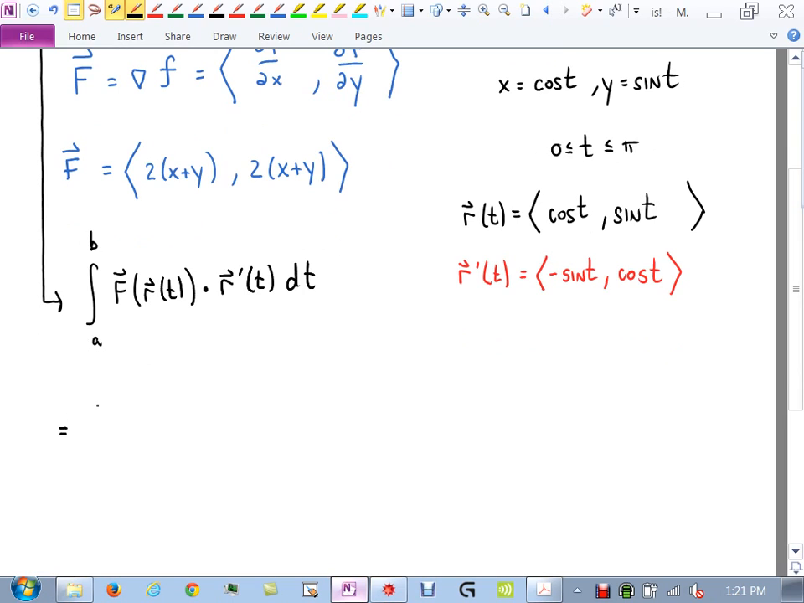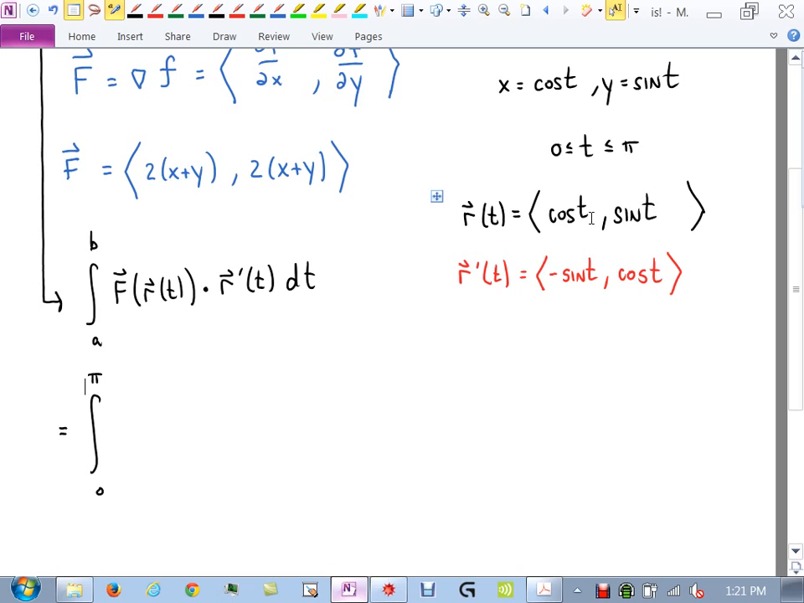So, integral from 0 to pi. This piece, F of r of t. All I'm going to do is take this F right here that I just got. I'm going to replace my x with what? The parametric equation for x, which is either up here, x equals cosine t, or reading it right off of r of t, it's right there, cosine t, right? So I replace the x with cosine t. I replace the y with what? Sine t.